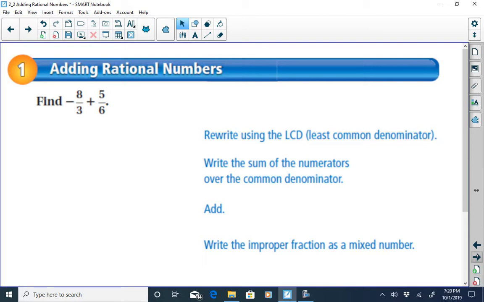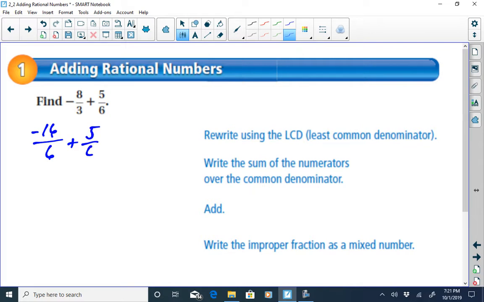Alright, first example. We're taking a look at negative 8 thirds plus 5/6. First thing we have to do is rewrite each of those using a common denominator. The common denominator for 3 and 6 will be 6. So negative 8/3 is going to be how many sixths? Well, that's negative 16/6 plus 5/6.